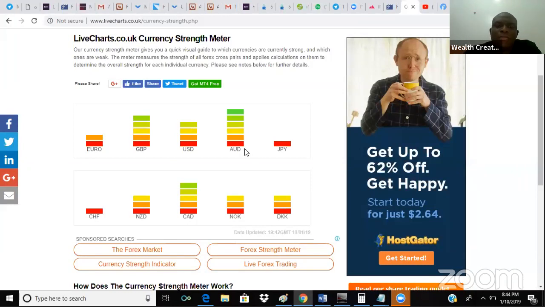On AUD, you have 1, 2, 3, 4, 5, 6. On USD, you have 1, 2, 3, 4. Which one has the highest bar, guys?